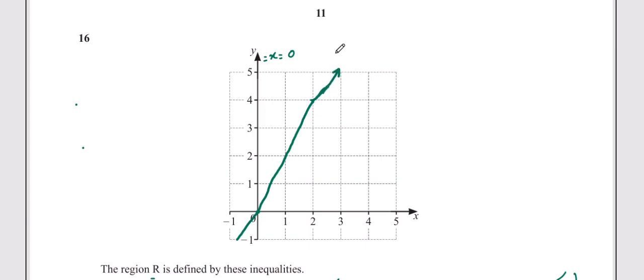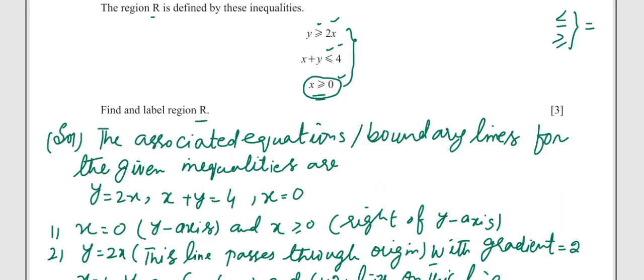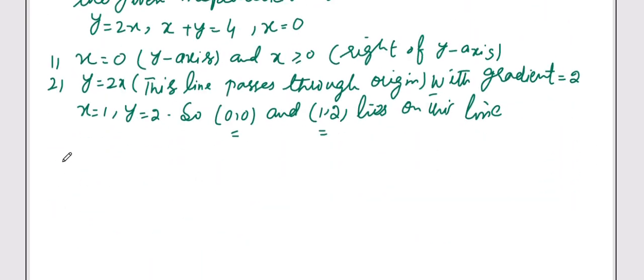This is the line represented by y is equal to 2x. Next we draw the last, third line, x plus y equal to 4.